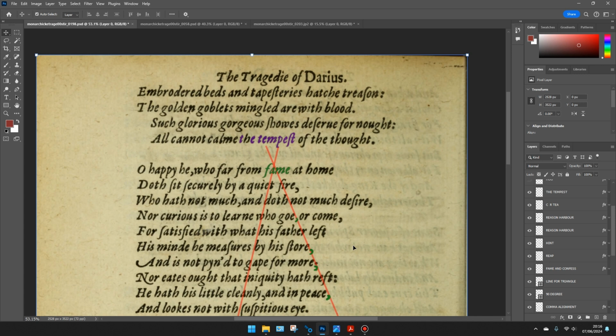Very interesting that it has given us this piece of information. Now, the reason why this is quite important is because The Tempest in the First Folio was not printed until the 1620s. This book is printed in 1607. So we are talking an amount of years before The Tempest as a play was even printed for the first time. That's very interesting, but we're going to forge ahead and see what else we can extract from here.